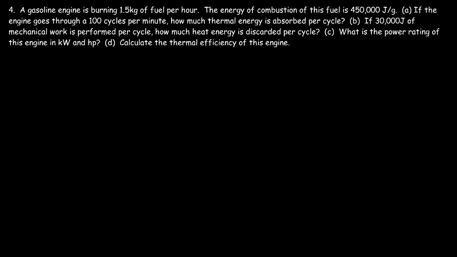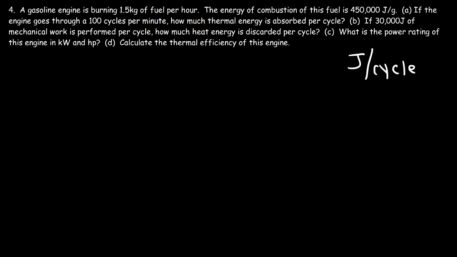Number 4. A gasoline engine is burning 1.5 kilograms of fuel per hour. The energy of combustion of this fuel is 450,000 joules per gram. If the engine goes through 100 cycles per minute, how much thermal energy is absorbed per cycle? Now, our goal is to calculate the energy per cycle. So we need to perform a unit conversion process, and our goal is to get joules on top and the number of cycles on the bottom.